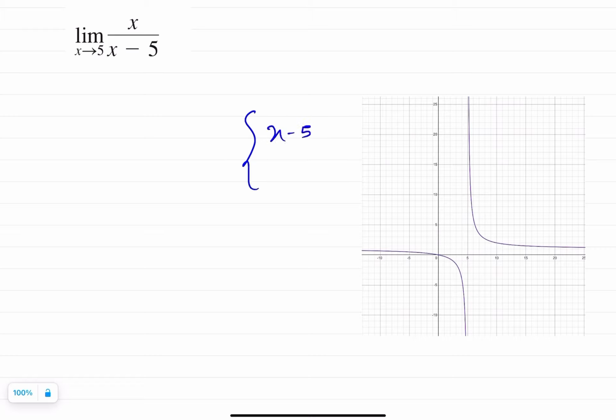We have to evaluate when x is approaching 5, so we will put 5 in here. That is 5 minus 5, which is equal to 0. So it's simply saying that we cannot use the limit law for this function. If I check the limit for the top function, it will be equal to 5. And if I check the limit for the bottom function, it will be 5 minus 5, that is equal to 0. In this case, the limit will not exist.